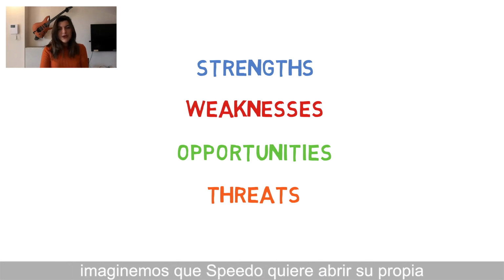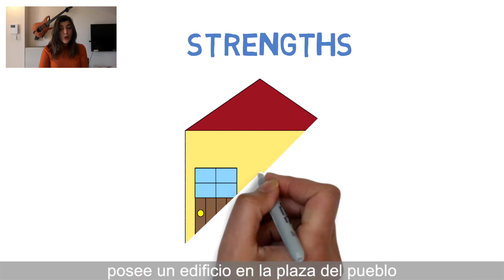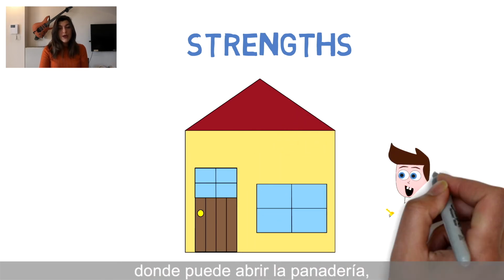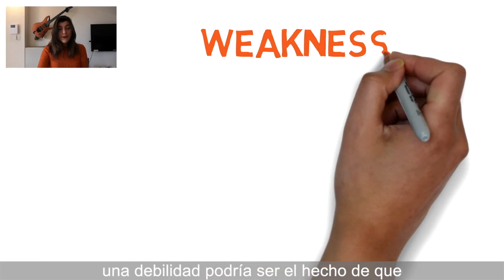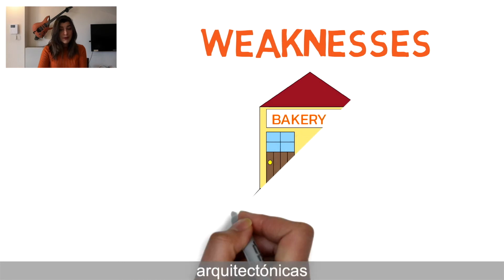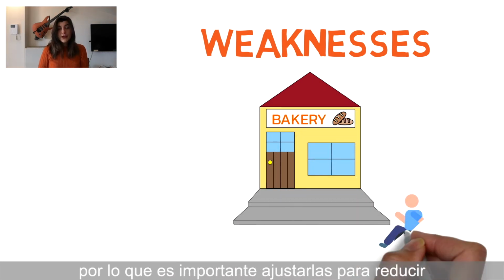Speedo, imagine that you would like to open your own bakery. A strength could be the fact that you own a building in the town square where you can open the bakery, so you don't have to look for a place and you don't need money for buying or renting a place. A weakness could be the fact that the building has significant architectural barriers for disabled people. So it's important to adjust them to reduce this weakness.